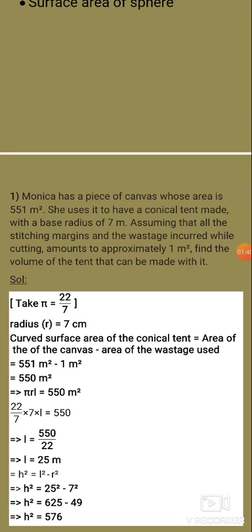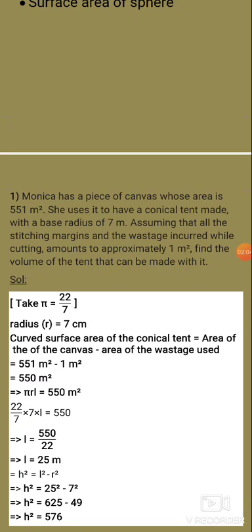Now which is what? Curved surface area. Its equation is what? Pi RL, which is equal to 550. Now pi 22 by 7 into radius 7 into L is equal to 550. Now 7 and 7 are cancelled. L is equal to 550 by 22, which is equal to what? 25 meter. Now we need to find out its volume.